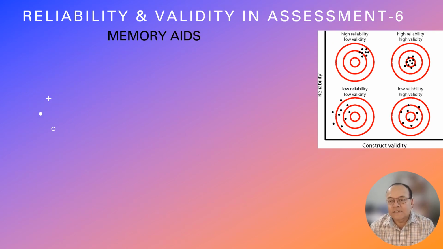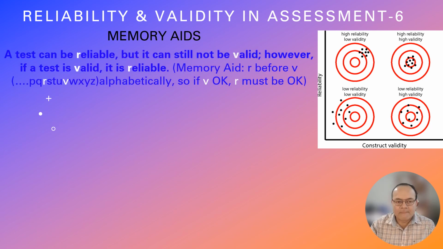Okay, now as the slide says, the promised memory aids. See, a test can be reliable, but it can still not be valid. Note that R in the alphabet list is coming before V. P, Q, R, S, T, U, V. R comes before V. However, if a test is valid, it is reliable. Now, how do you commit that to memory? Suppose the alphabet is arranged in an increasing order of seniority. So R is junior to V. So V can override R.